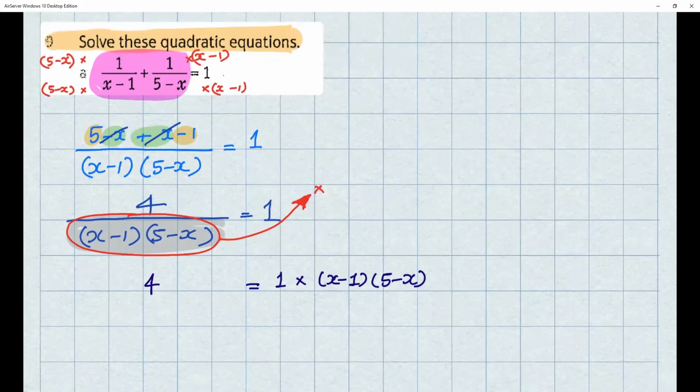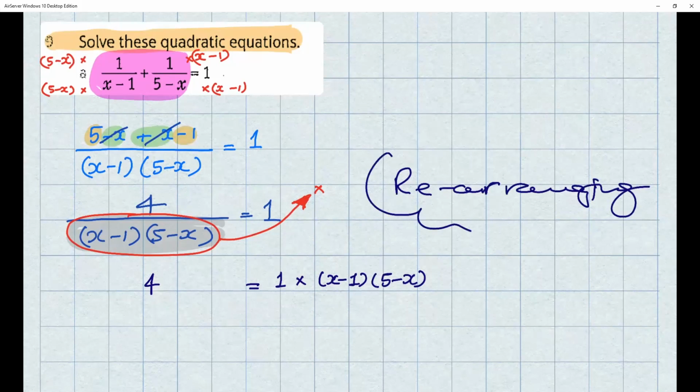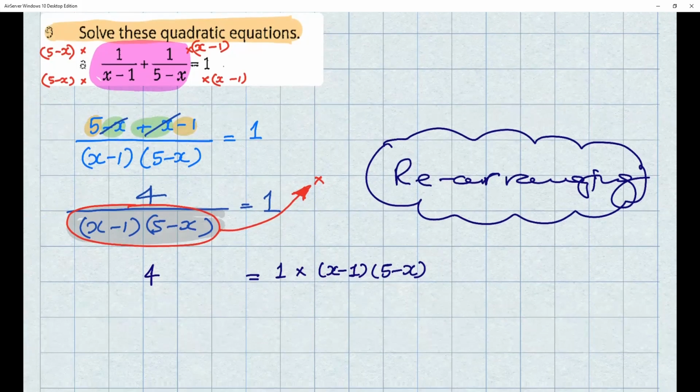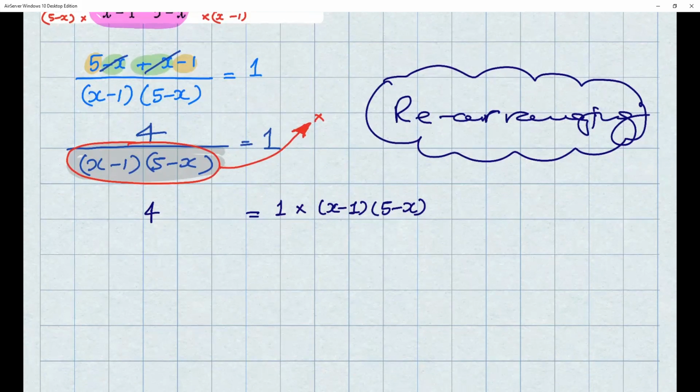So on the left-hand side, we've changed two fractions into one fraction, and now we're doing something that we didn't do before. We are doing a process called rearranging. Okay, rearranging. So that's lovely. So 1 times by that. So what do we get now on the right-hand side? It will be x minus 1 times 5 minus x.